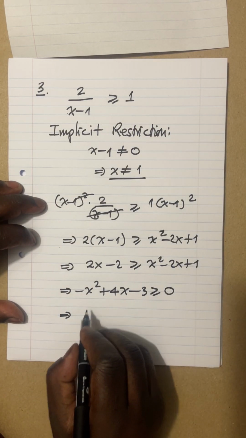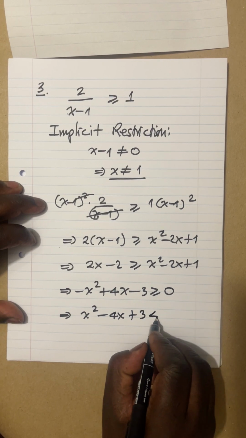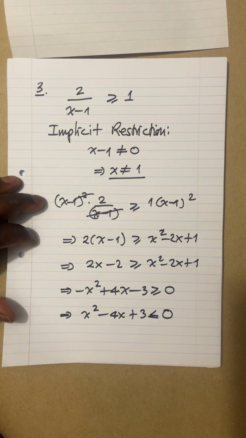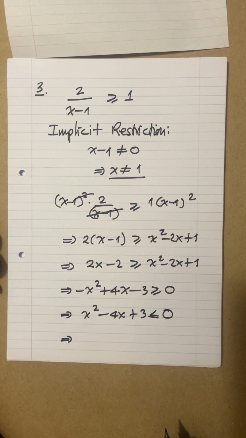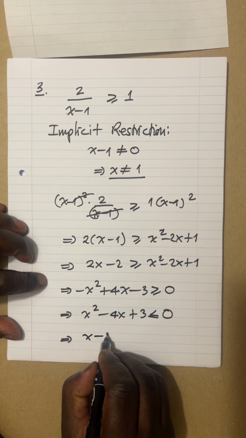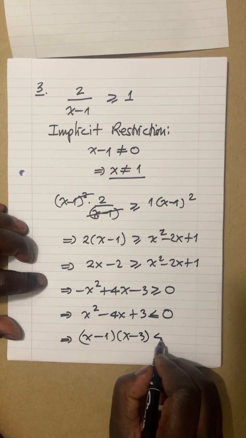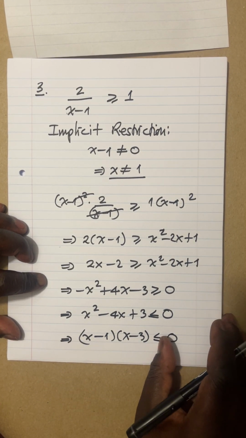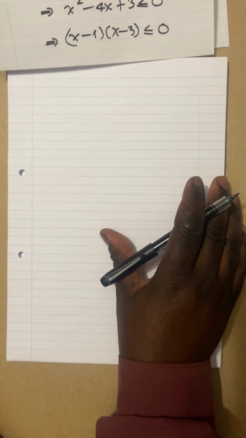So here we're saying x squared minus 4x plus 3. The inequality sign now changes direction. Factorizing this, if you've watched my videos on factorization, I've explained how you do this. This is x minus 1, and then we have x minus 3, and this is less than or equal to 0. We have to work out critical values.